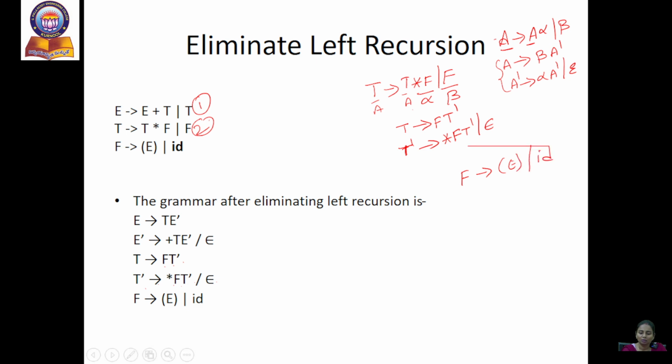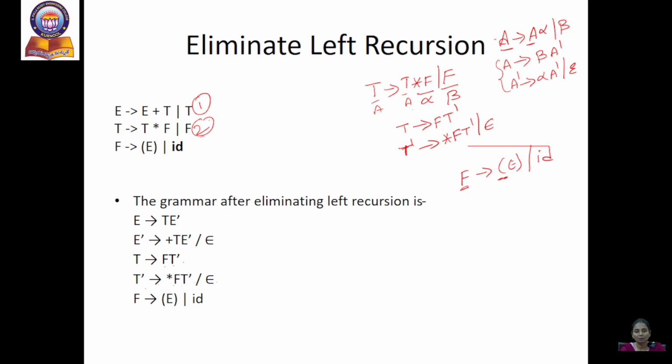And coming to the third rule, that is F derives (E) or ID. Here we have F and here we have open brackets. This production does not consist of any left recursion, so we can use the production the same as it is. So here I have written the grammar after eliminating the left recursion. Among these three productions, the first two consist of left recursion. After removing the left recursion, the two productions become four productions, and the last production does not consist of any left recursion, so we can use it as it is. So here is the grammar after elimination of the left recursion.